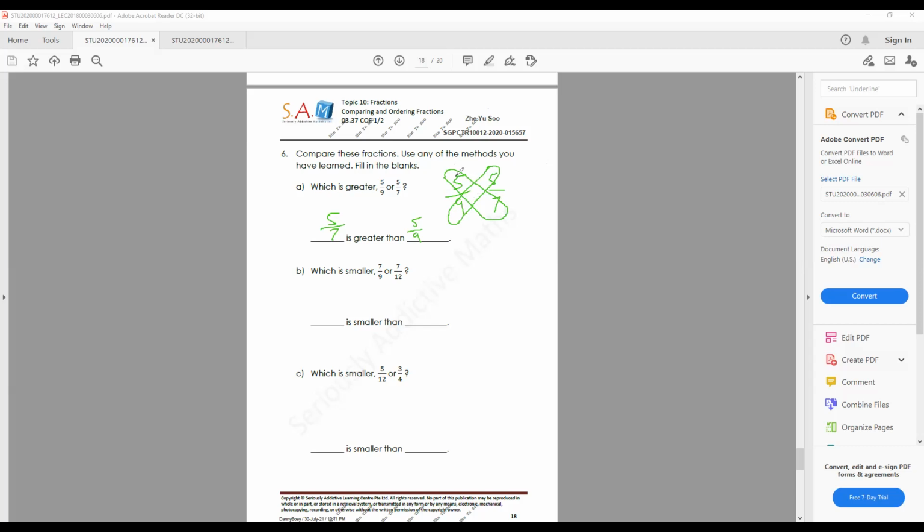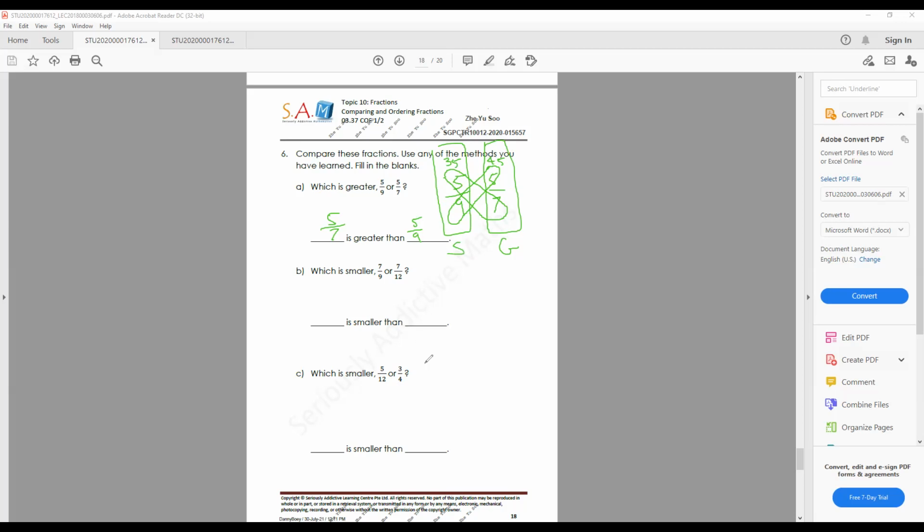So now let's do it. What is 5 times 7? 35. What is 5 times 9? 45. All right? Multiply. 5 times 7 is 35. 5 times 9 is 45. Which is greater, 45 or 35? Obviously, it is 45. So can you see that 5 out of 7 is greater? 5 out of 9 is smaller.